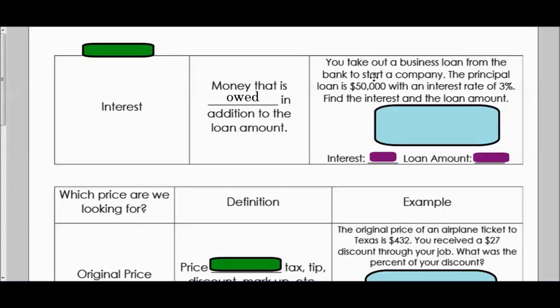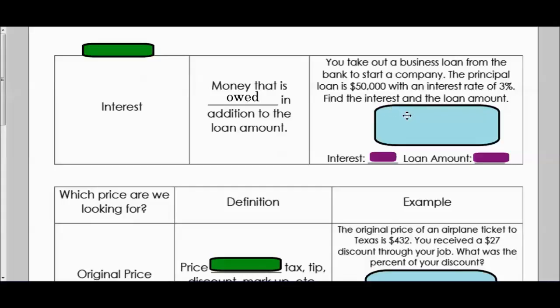We take out a business loan from the bank to start a company, and the principal loan amount is $50,000 with an interest rate of 3%. We want to find the interest and the loan amount. So we want to find out how much we actually have to pay back, including this interest.